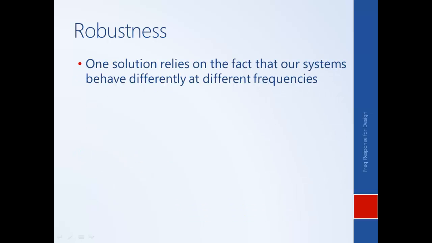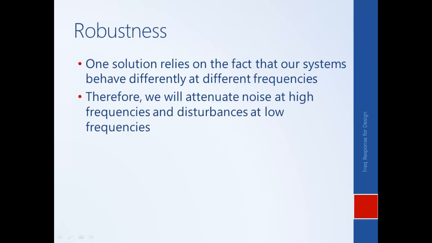Well, one solution is that we can rely on the fact that our systems respond differently to different frequencies. And so we can take advantage of this and make the system attenuate noise in one frequency region and make it attenuate disturbances in a different frequency region. Specifically, we will attenuate noise at high frequencies, because noise tends to be high frequency, and we will attenuate disturbances at low frequencies, because disturbances often change slowly.